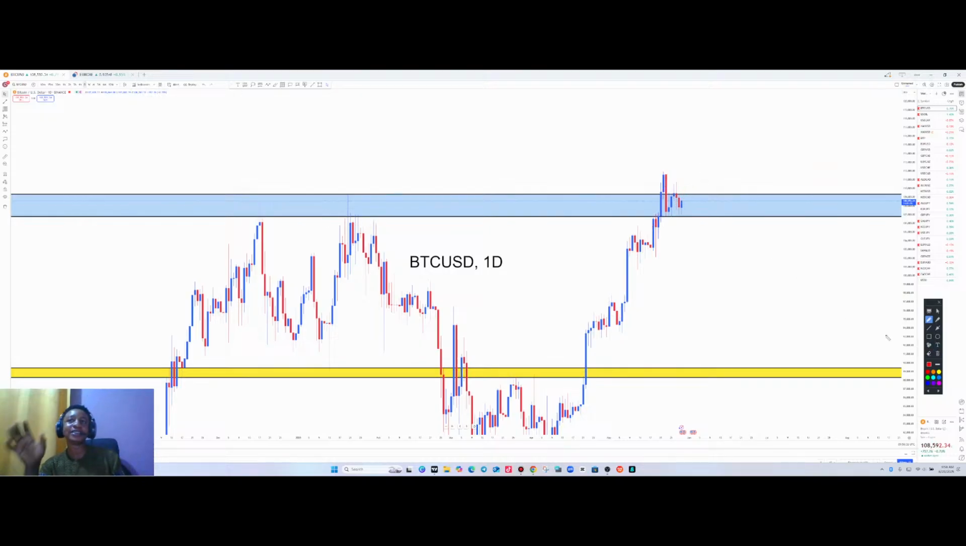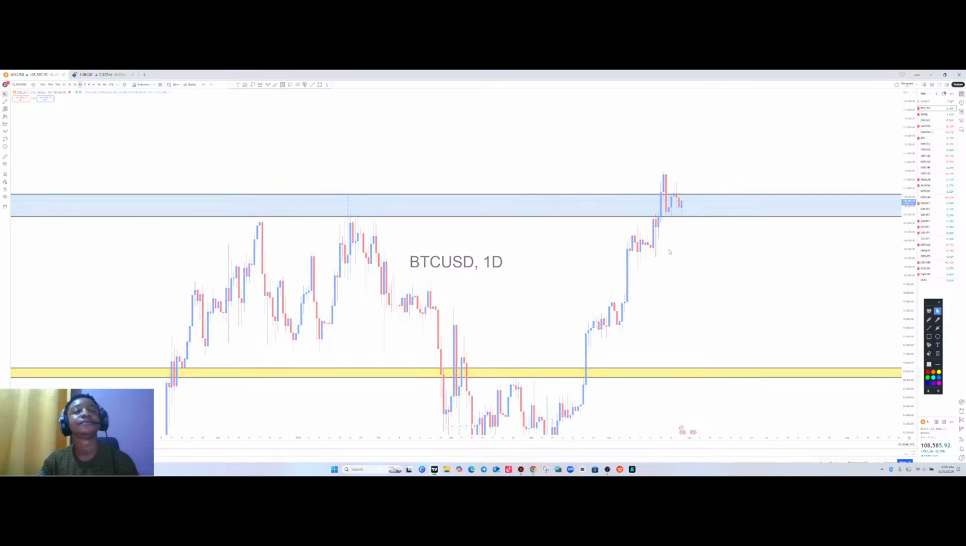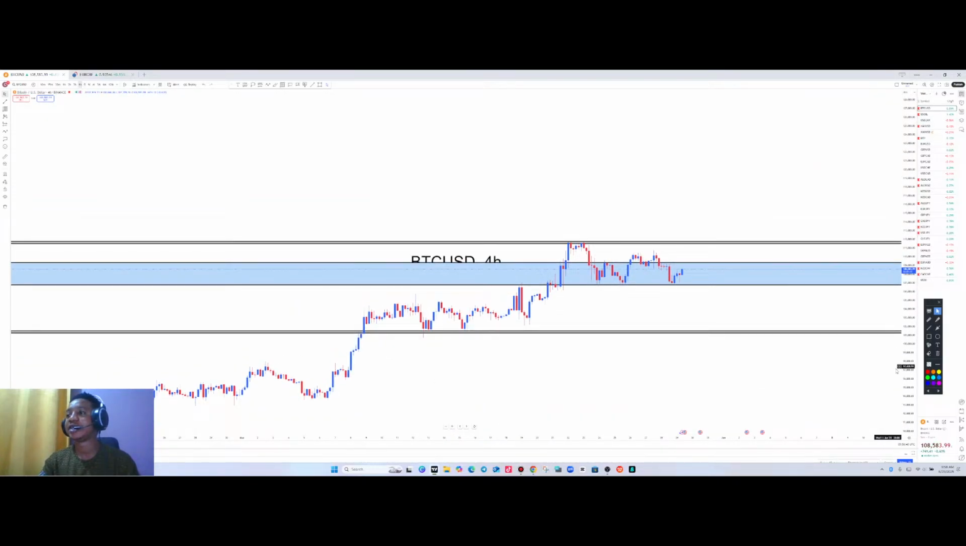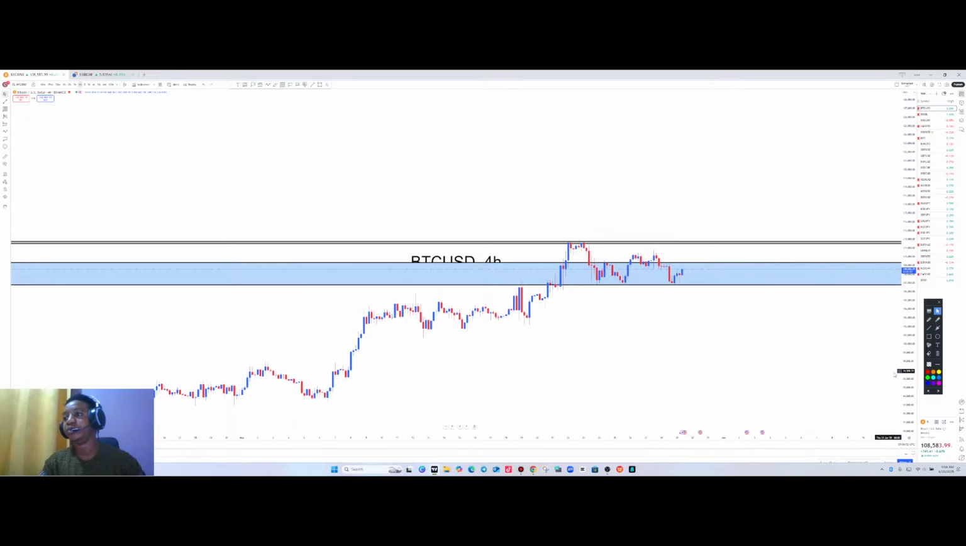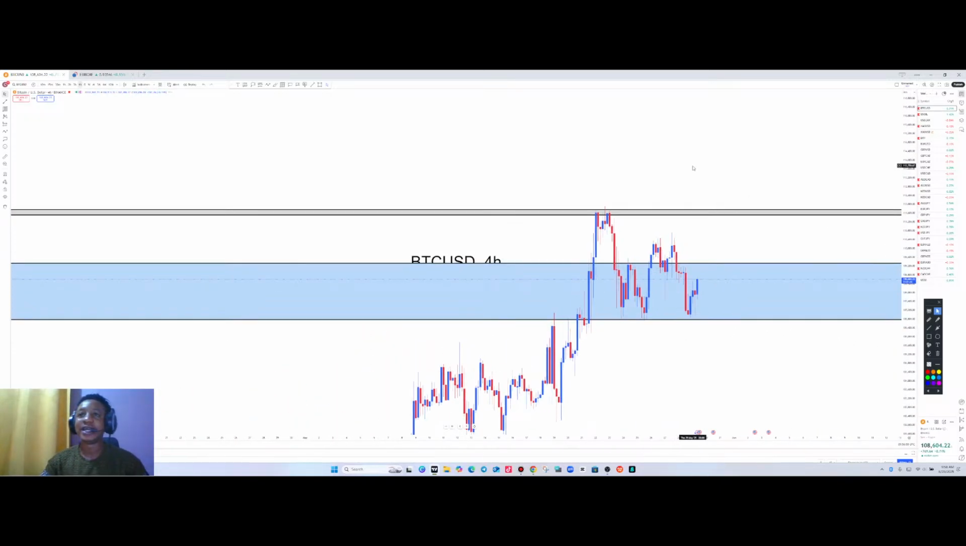So on the daily, we are getting what? An uptrend scenario, which means that what? There's a tendency that buyers will be able to break above and continue going all the way up there. But let's take it again to the 4-hour time frame and find out. Okay, so this is the 4-hour time frame of BTC USD.